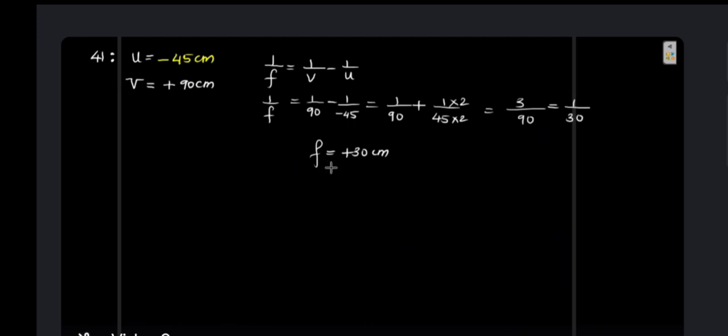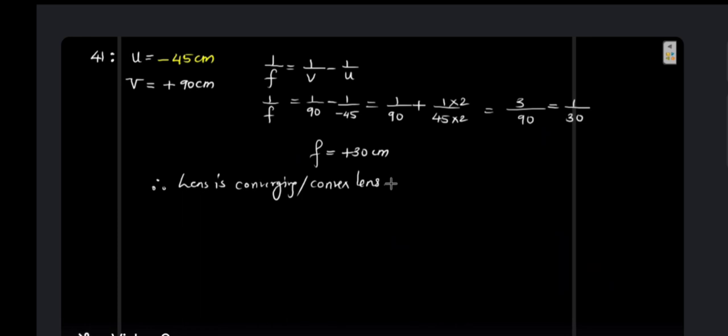So if you see, the focal length came positive over here. Therefore, the lens is converging, or it is a convex lens. You can say it is a convex lens or a converging lens.